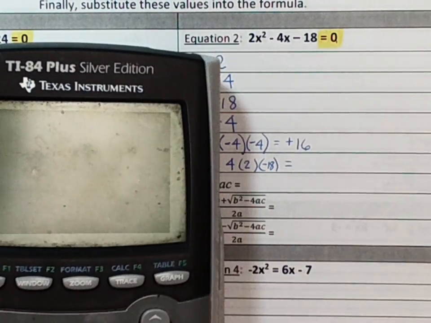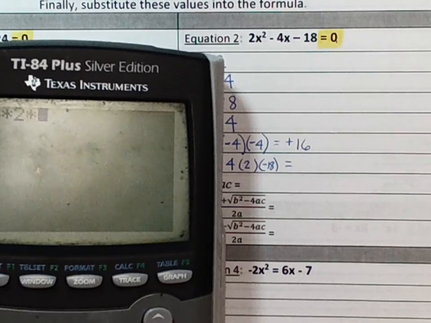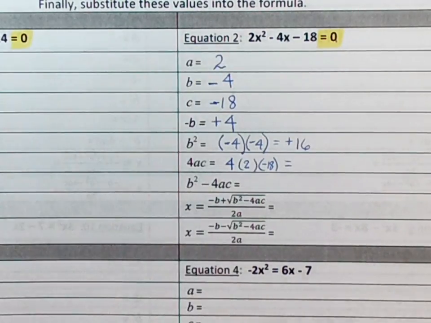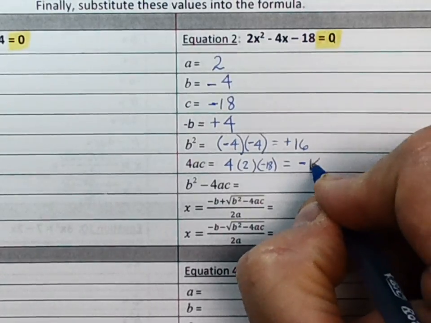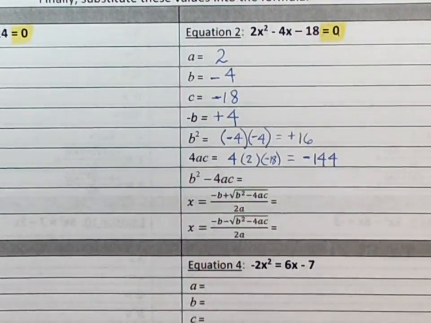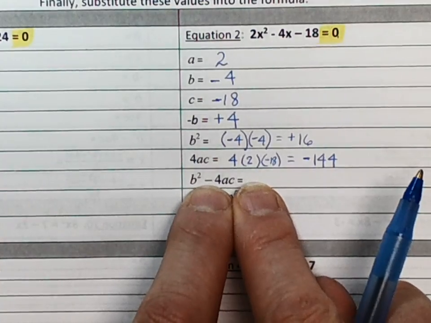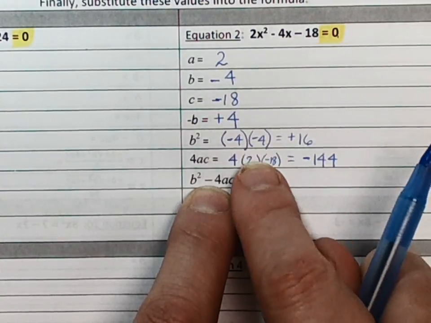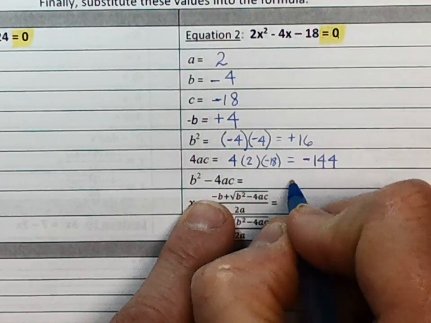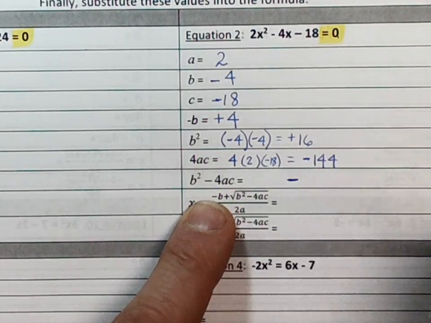So I've got, what, 4 times 2 times a negative 18. What is that? It's a negative 144. Okay? Now this is a combination of the two things that I have right here. So there's a minus sign, so I want you to put a minus sign.